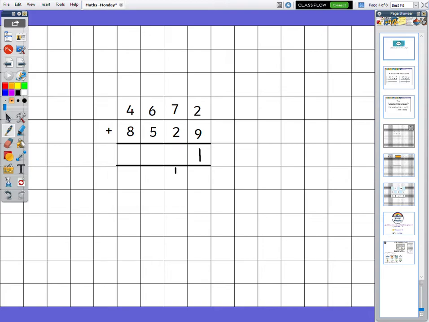7 add 2 is 9, add 1 is 10, so I put my 0 for my 1s and carry my 1. I've got 6 add 5 to give me 11, add 1 gives me 12, so I've got 2, carry my 1, 8 add 4 gives me 12, add the other one at the bottom gives me 13, and I can write that straight in. So my number is 13,201. Hopefully you're all able to do that nice and easily.